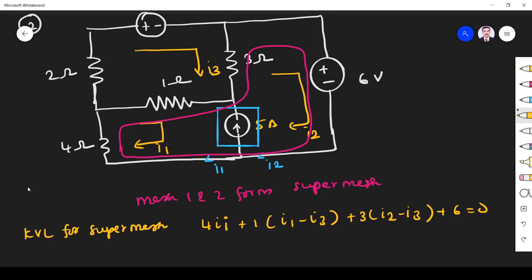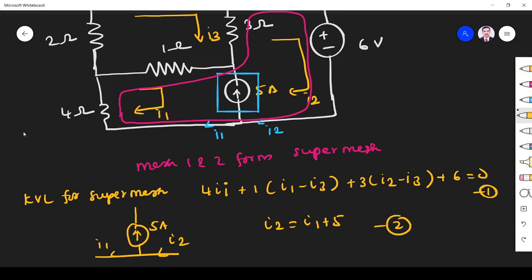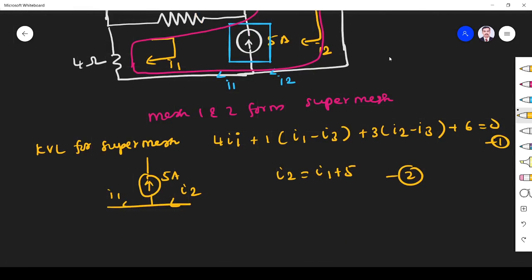Now we have to write KCL for the supermesh branch. The branch is like this. Here the current entering is I2, and the current leaving is I1. This is 5 ampere, so I2 equals I1 plus 5. This is equation number 2. Now we have finished these two. What is the remaining mesh? I3. So KVL for mesh 3 is, what is that?